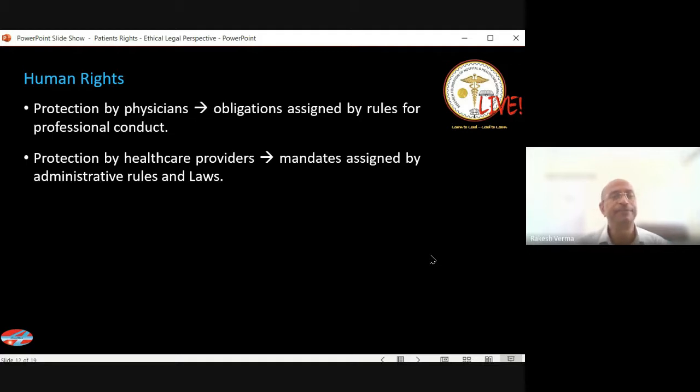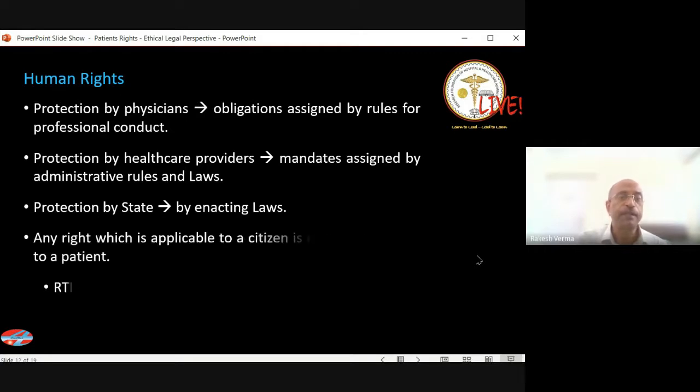So these are the kind of administrative rules that are brought in by the governments to provide protection to the population and people. And lastly, the protection by the state. The state usually provides protection by enacting laws, and we are aware of a large number of laws which are applicable for the benefit of the patients and their protection. So any right which is applicable to a citizen is equally applicable to a patient.